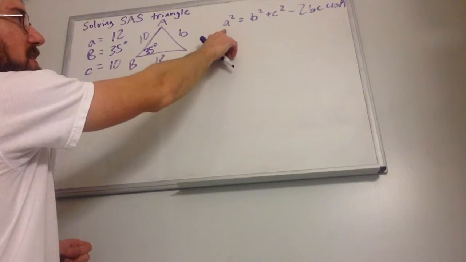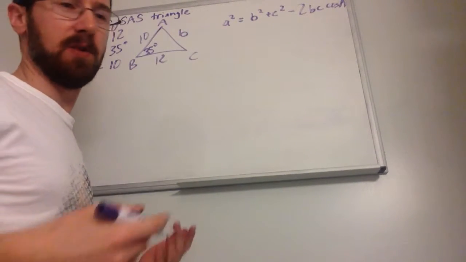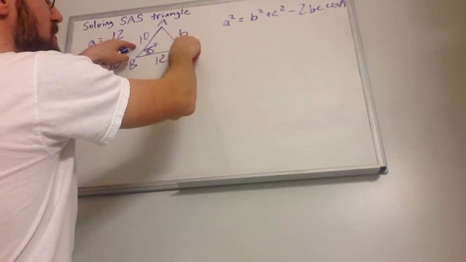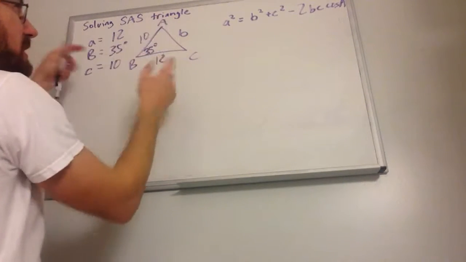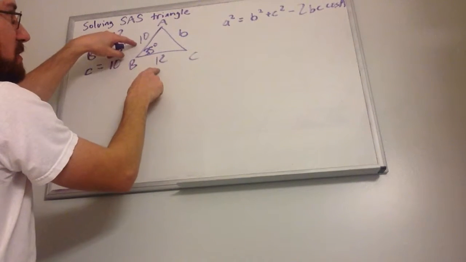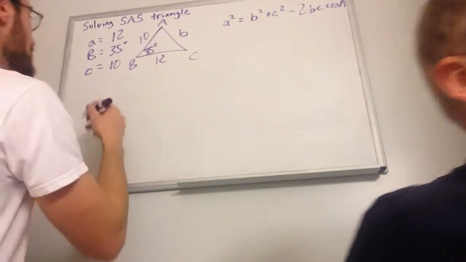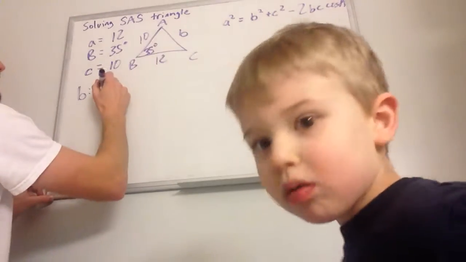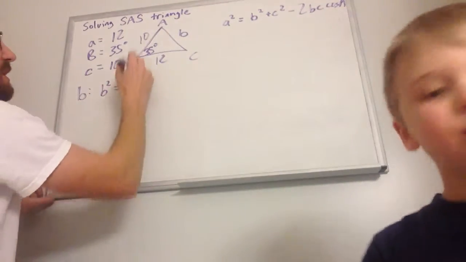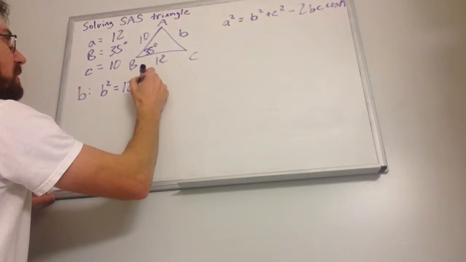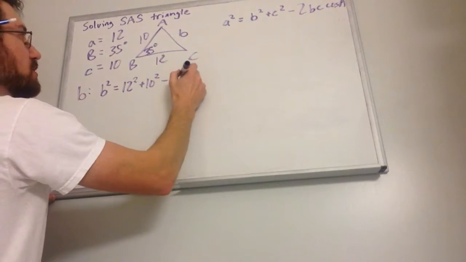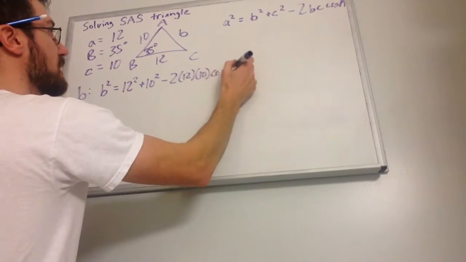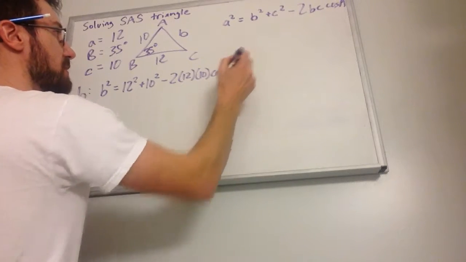Now this is A, we're finding B, right? What this means is if I'm finding side A, I'm using the other two sides and that opposite angle. So in this case, I'm using these two sides and this angle to find B. So for finding side B, it's going to look like this. B squared is equal to the other two sides, 12 squared plus 10 squared, minus 2 times 12 times 10 times the cosine of 35 degrees.